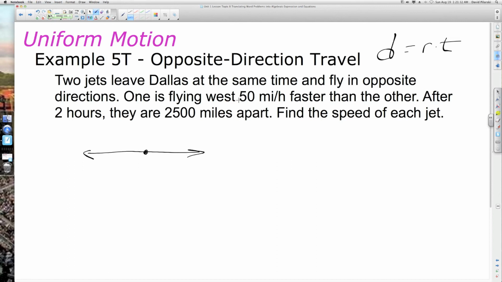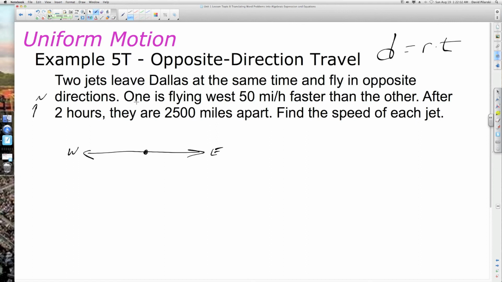One is flying west, 50 miles per hour faster than the other. So if we assume up is north, this would be west. So we know the plane going this way is going faster than the plane going east. After 2 hours, they are 2,500 miles apart. Find the speed of each jet. So our objective here is to find the speed, or find the rate, in distance is equal to rate times time.